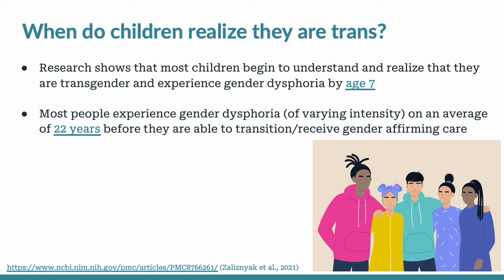Additionally, most people experience gender dysphoria of various intensity on an average of 22 years before they are able to receive gender-affirming care. This means that for most gender diverse and transgender people, they aren't able to receive the health care that affirms their gender identity until they are almost 30 years old.